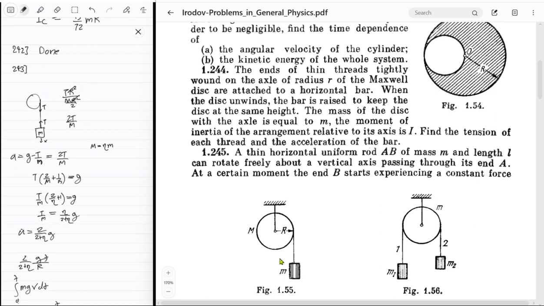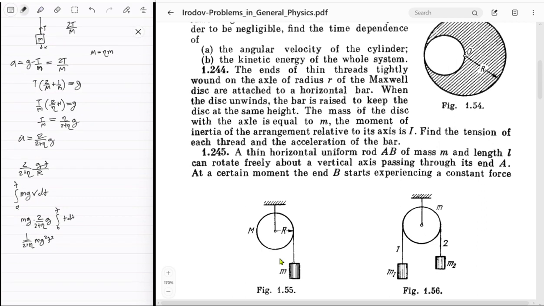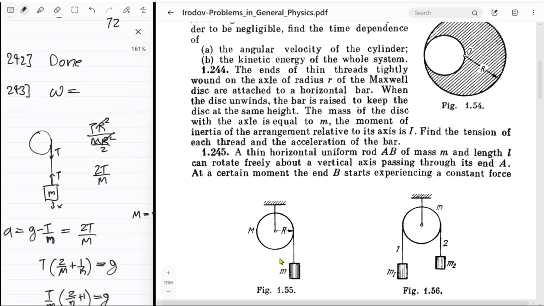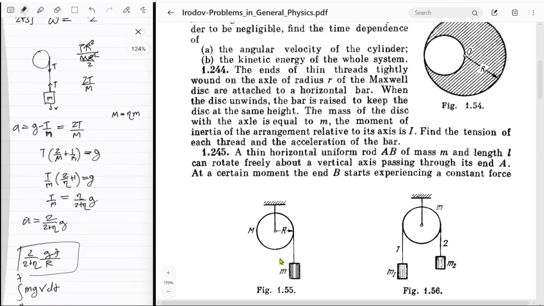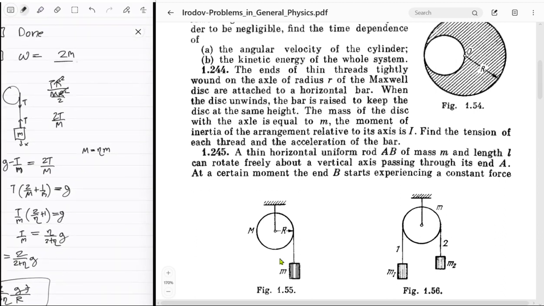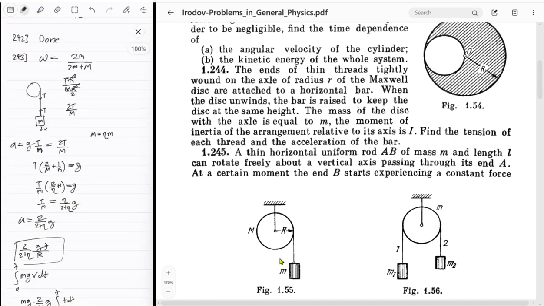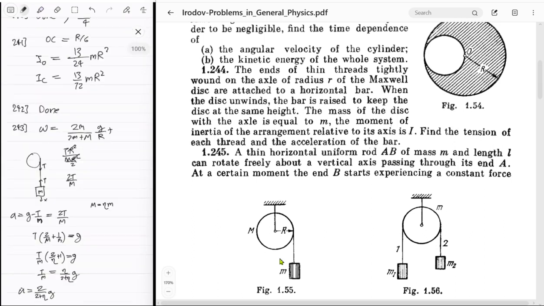Okay, so you got angular velocity, and you also got this thing. Angular velocity was this thing, and the energy is this. So omega is, and now you can just put eta as capital M upon small m up here, right? So this will be 2 small m upon 2 small m plus capital M, right? That times g times t upon r, of course. Cool.